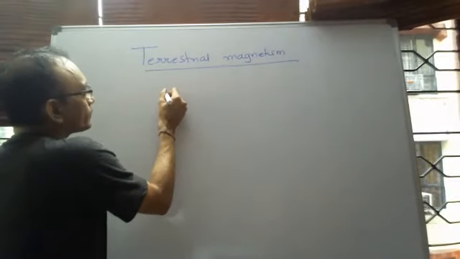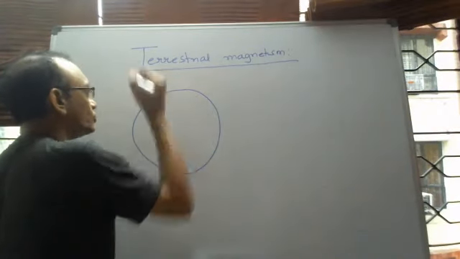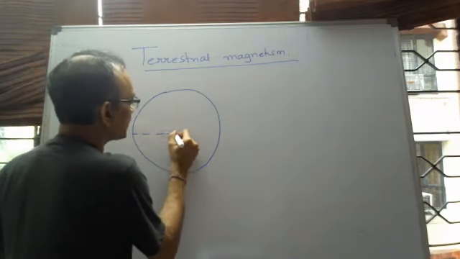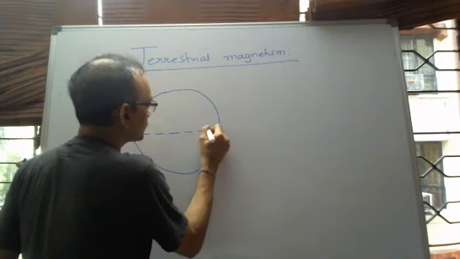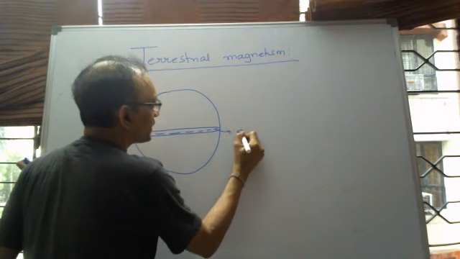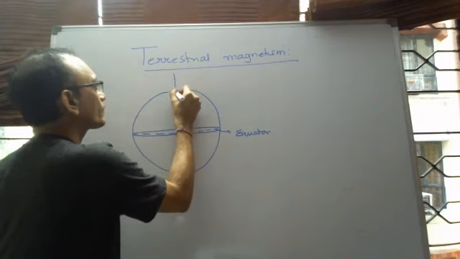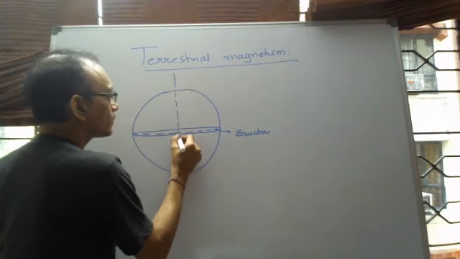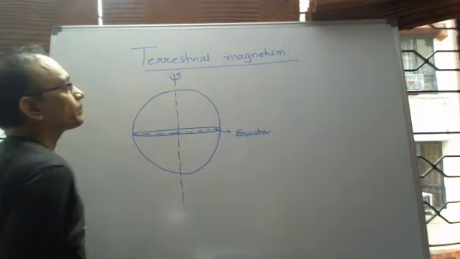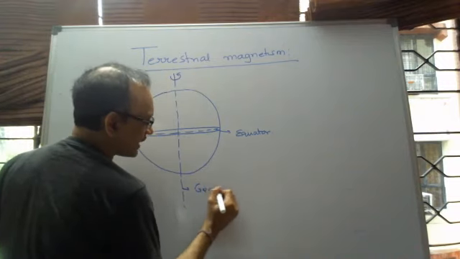Now, some of the things that the Earth has an equator. This is the equatorial plane of the Earth. The Earth spins about this axis. The Earth spins about its axis. This is called the geographical axis.